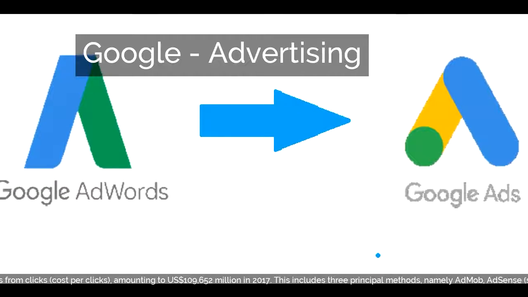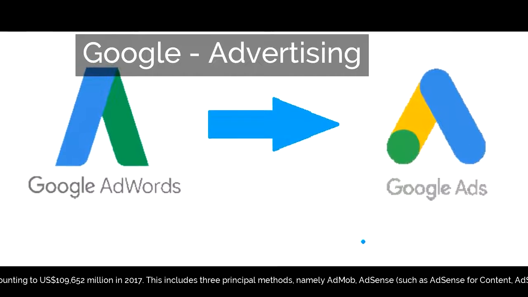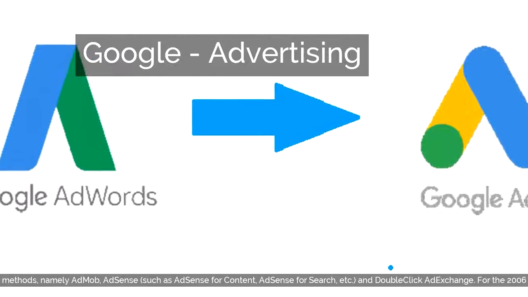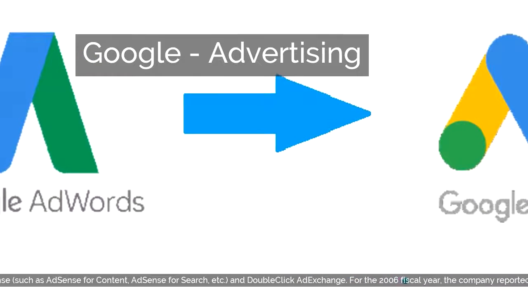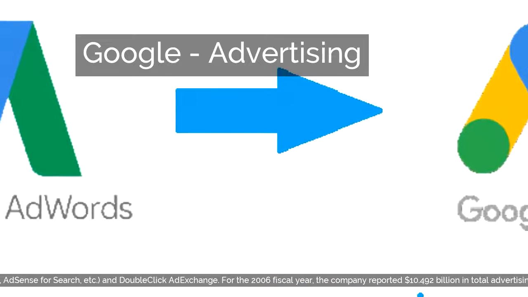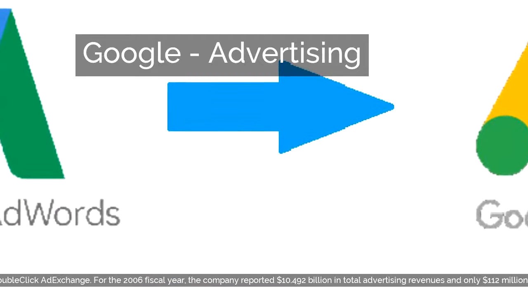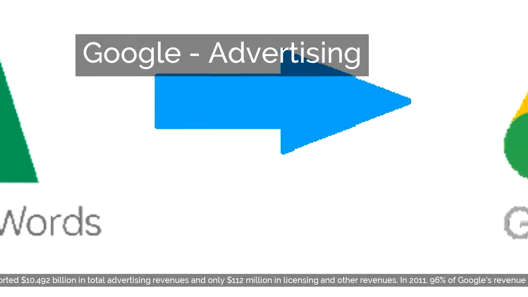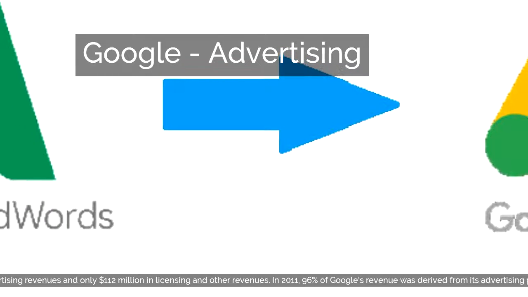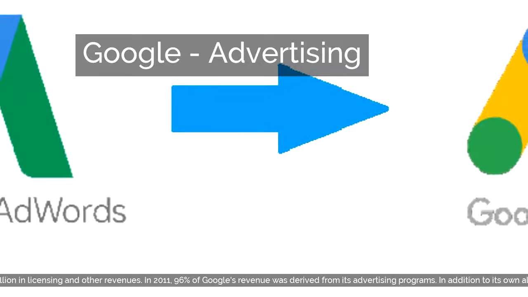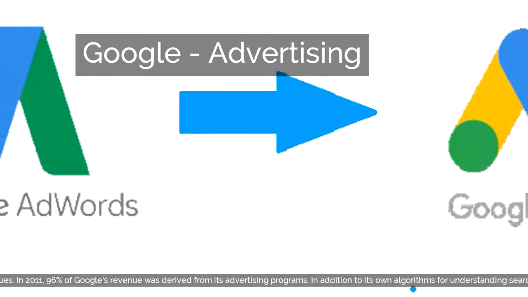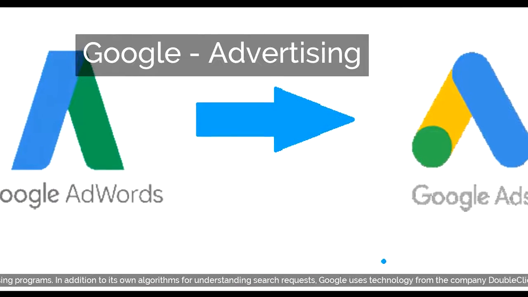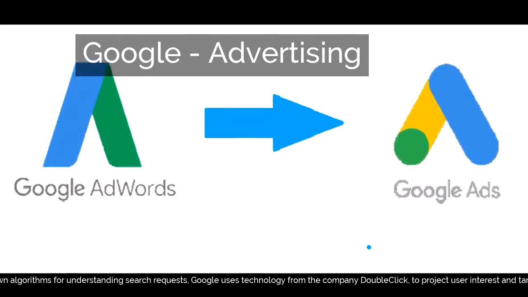$109,652 million in 2017. This includes three principal methods, namely AdMob, AdSense, such as AdSense for content, AdSense for search, etc., and DoubleClick Ad Exchange. For the 2006 fiscal year, the company reported $10.492 billion in total advertising revenues and only $112 million in licensing and other revenues. In 2011, 96% of Google's revenue was derived from its advertising programs.